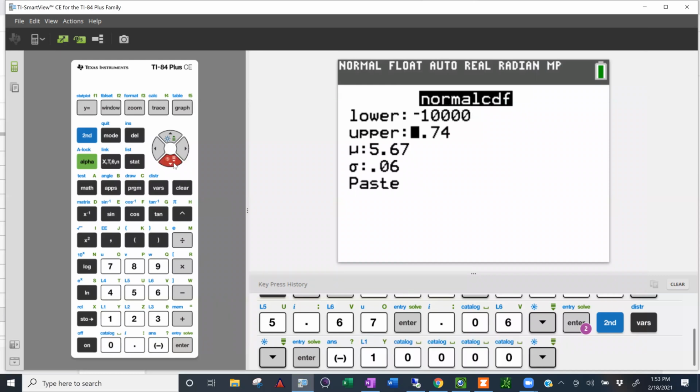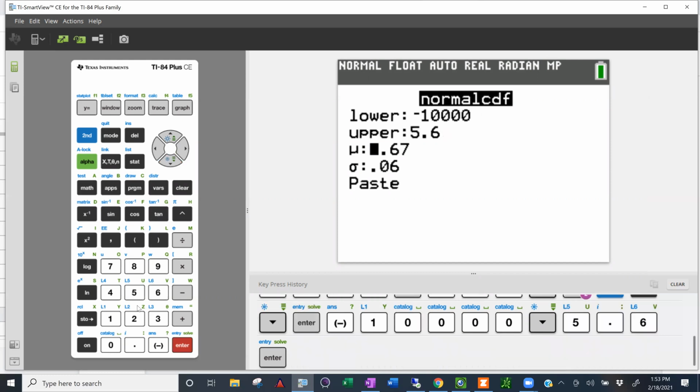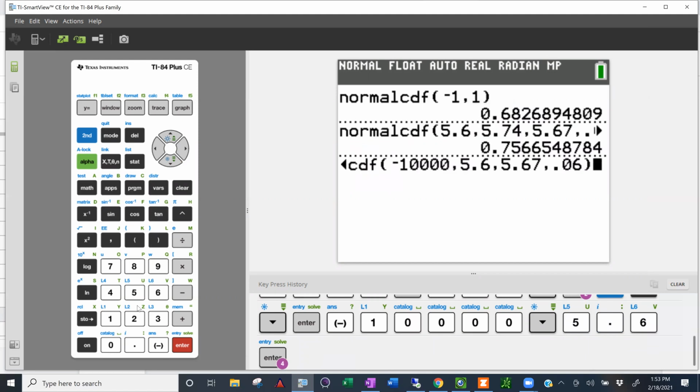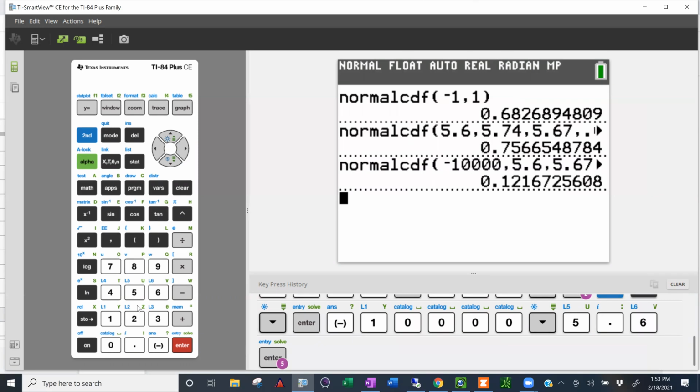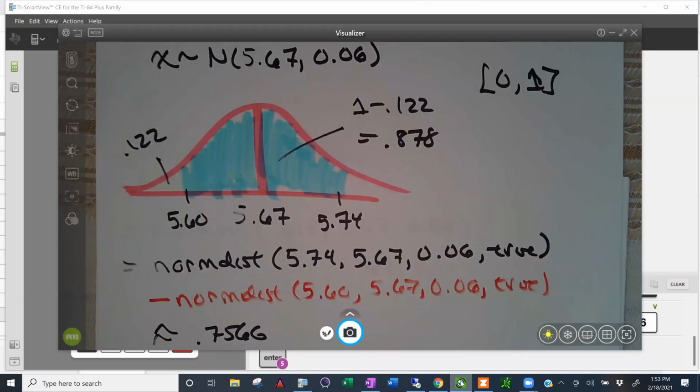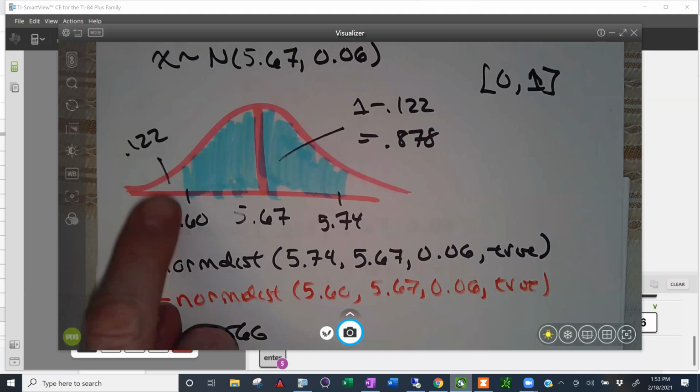That's my stand-in for negative infinity. The upper bound will be 5.6 in this case. Mean and standard deviation are the same as they were. Paste that in. And now I see that about 12.12% or 0.1216 of the area is in that left tail. So that matches what we expected.